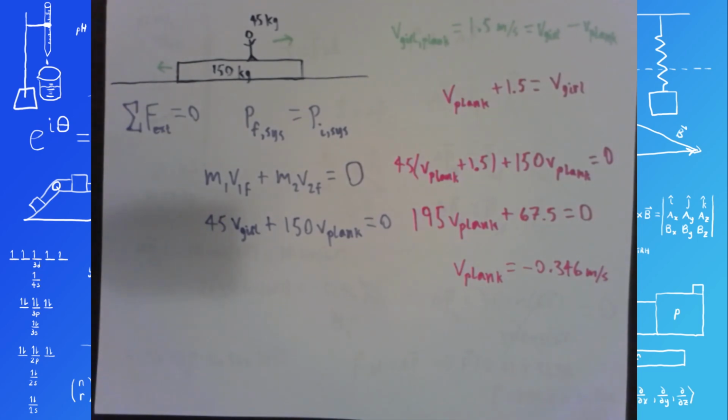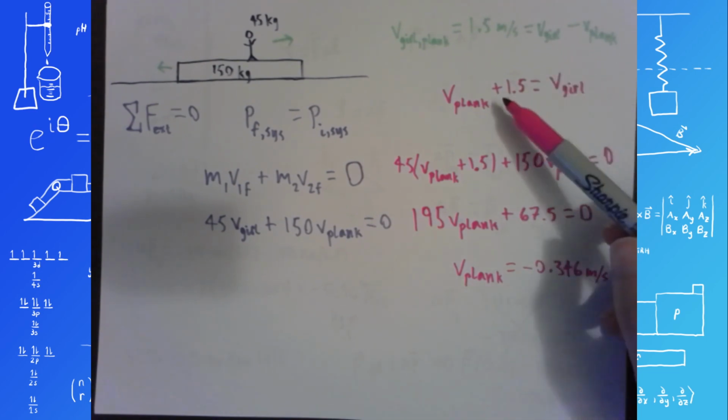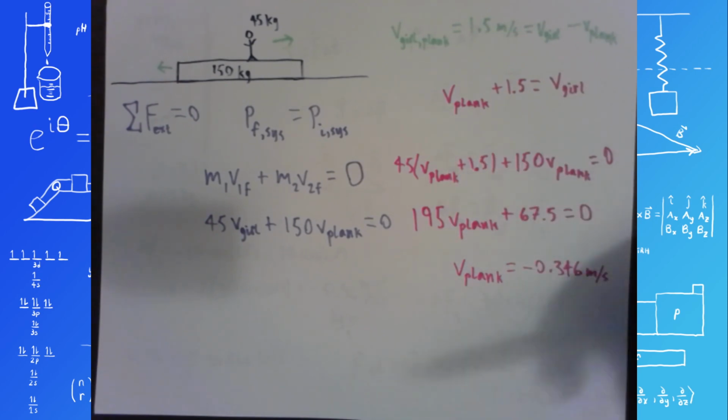What was the question even asking? So it said, what is her velocity relative to the surface of the ice, and what is the velocity of the plank relative to the surface of the ice? Okay, so we answered part B before part A. That's fine. This happens all the time in physics. We can just go ahead and solve for V girl next. So all we have to do is add 1.5 to V plank, which we just discovered.